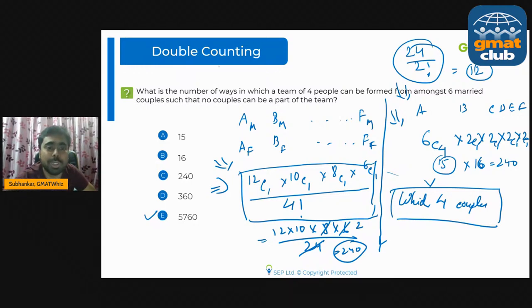This route is, I would say, for someone who has a very good idea of the concept. But if I'm preparing and I'm not very sure, I'll definitely stick to this so that my logic is sound. The logic is, I have four people, I'll select four couples, and from each couple I'll take one person. So there is not much thinking about whether I am doing double counting. No, you are not doing any double counting. You are selecting four distinct couples, so there is no way there will be an intersection between the couples, in 6C4 ways. After that, you are selecting one person from each couple, so 2 into 2 into 2 into 2.